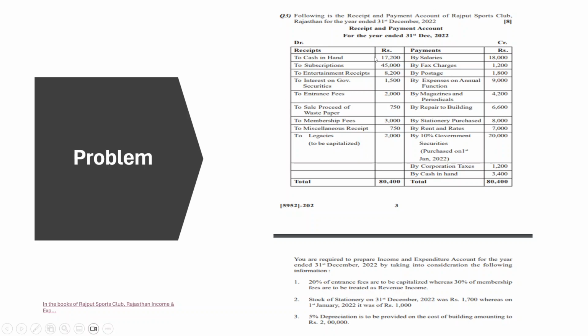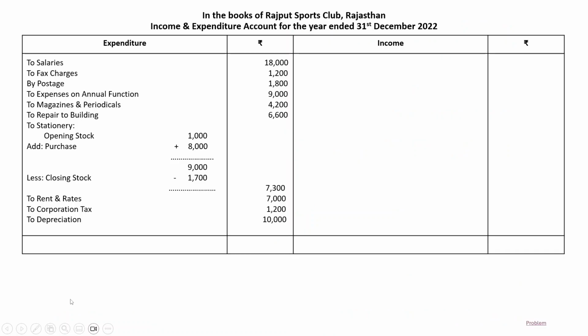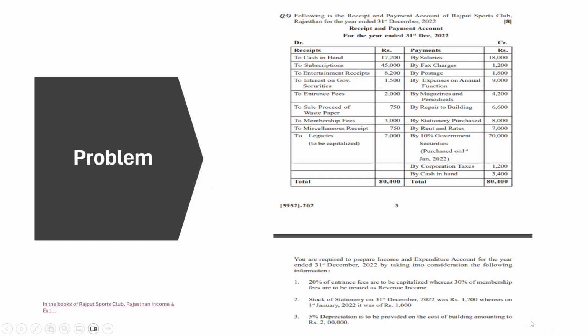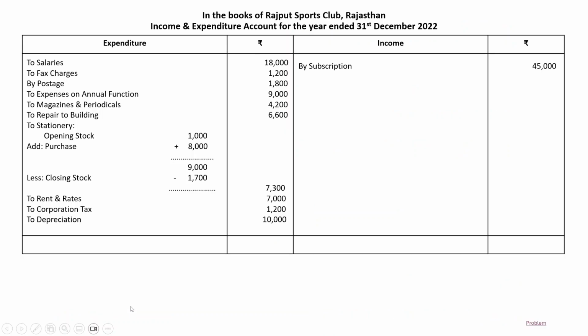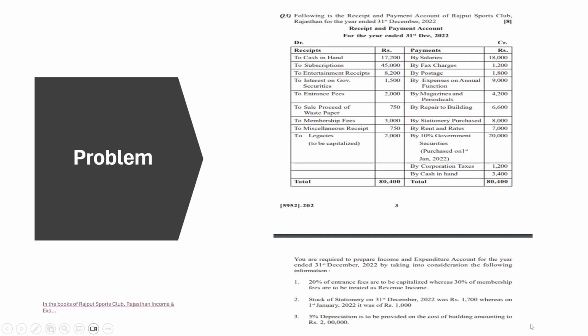Now the next one is what? Subscription. Subscription is revenue income. There is no adjustment given on the subscription, so record the amount on the income side directly in the outer column: by subscription 45,000. Clear? The next one given is entertainment receipts. That is also revenue income, so the whole amount goes to the income side. There is no adjustment. Record it as entertainment receipts 8,200.